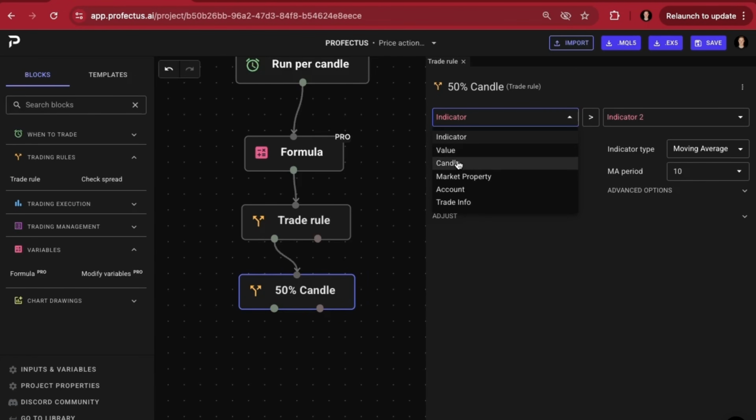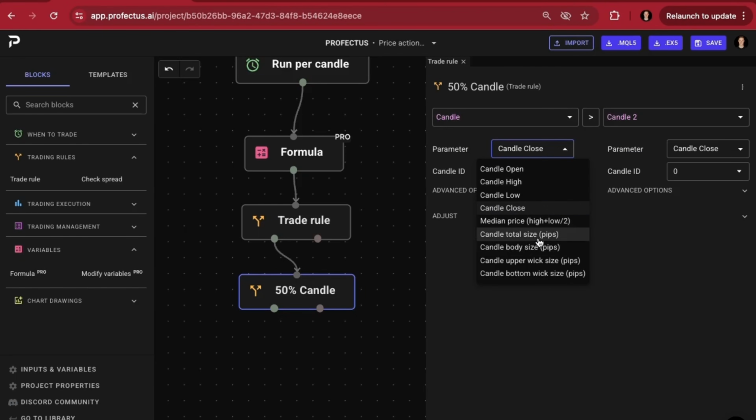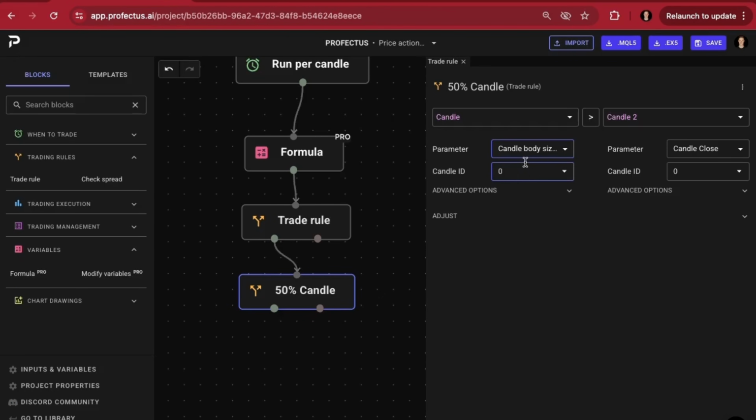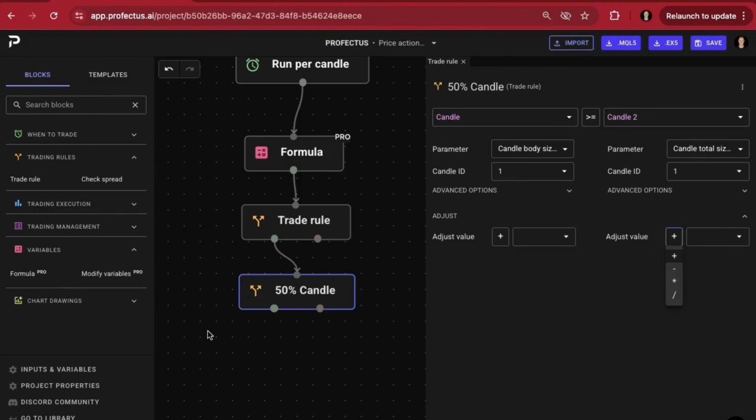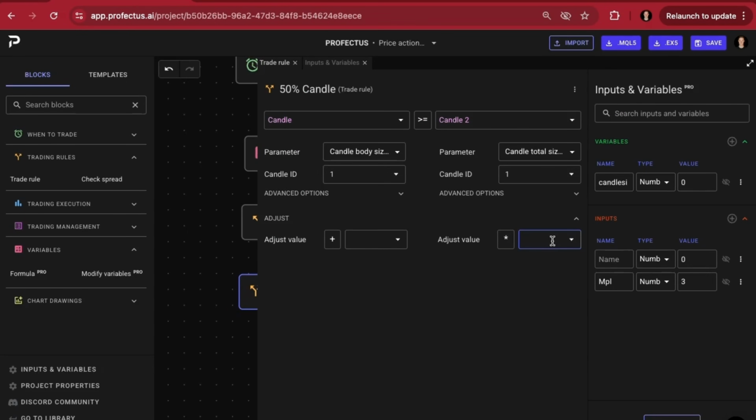Now we change both to candle again, candle body size in pips this time. So we only want to know, without the wicks, how big the candle is. Candle ID number 1 has to be bigger or equal than the candle total size. We don't want to just say 50%; maybe we also want to see 70%, 30%, 5%. So here we add another constant. Let's do this quickly. Input, call it body size, and we make it 0.5 by default, so 50%. You see body size is available here.